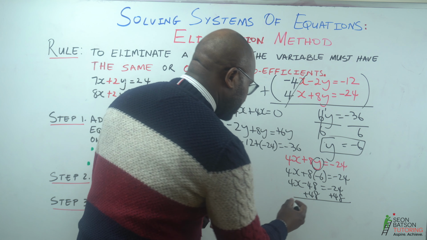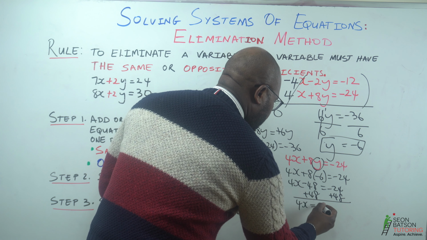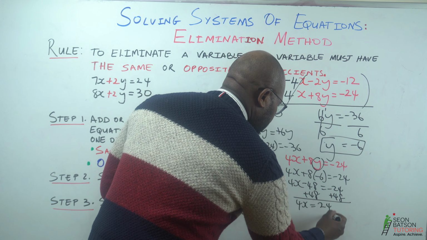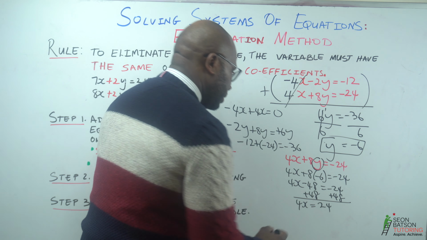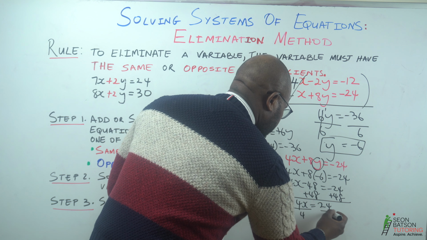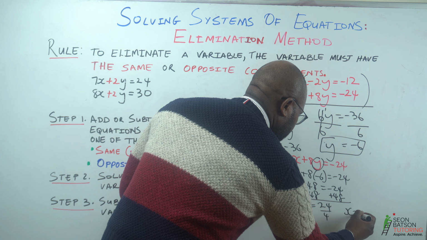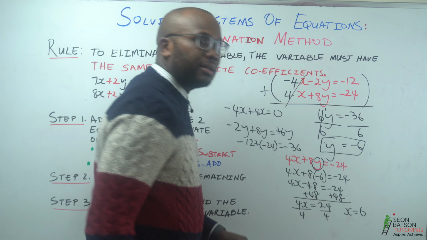What do we have left? 4x is equal to positive 24. Yes? Then I divide by 4. Divide by 4. X is equal to positive 6.